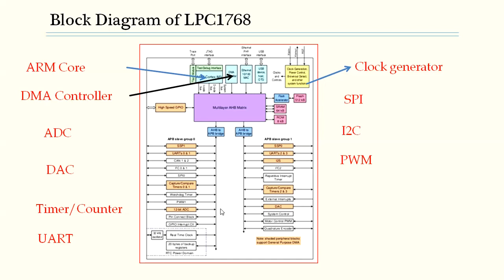The main application of using this PWM is to control the speed of the DC motor, wherein by varying the duty cycle of the PWM, you can vary the speed of the DC motor.